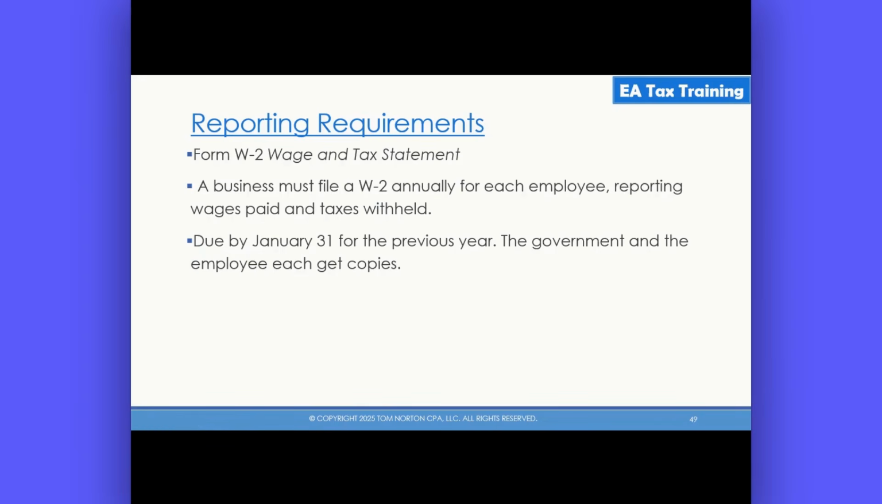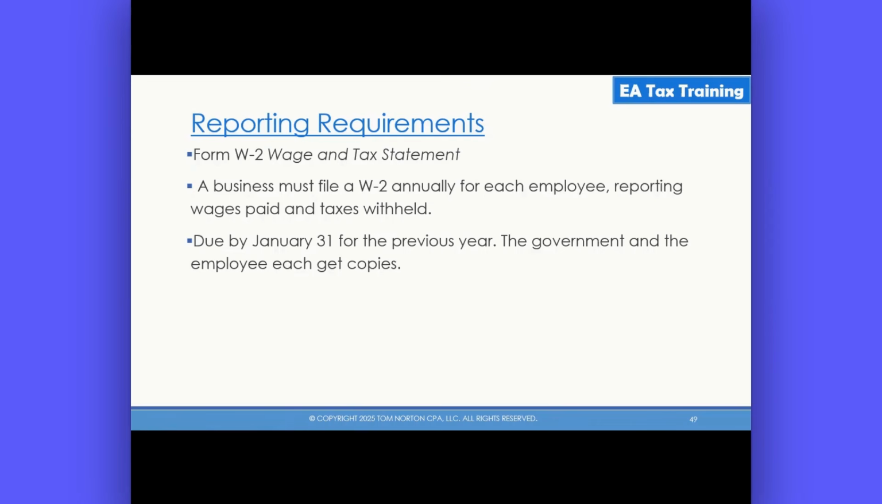First are W-2s. If you have employees, then you must issue them a W-2 each year. If you've ever had a job in the United States, you are familiar with a W-2. This is the form you get at the end of the year that tells you how much you made, how much was withheld, etc. You use it in order to prepare your personal tax return. So as a business owner with employees, you have to issue these W-2s each year to your employees. They are due by January 31st.